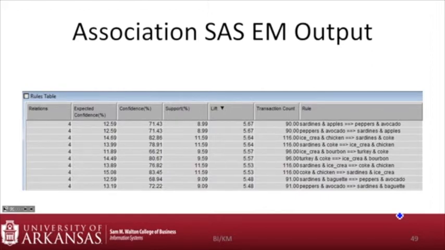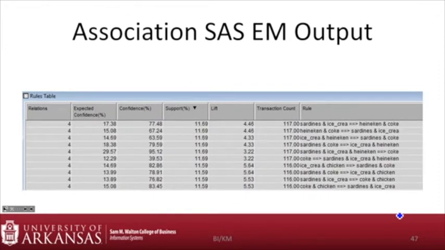So maybe you're interested in which one has the most lift. It's giving me that most extra gain. Right? So if sardines and apples, then peppers and avocado. Okay, that's happening with a lot of lift. So what we're seeing here is that when we would expect people just to buy the sardines and the apples together, then buying peppers and avocados is happening a lot.